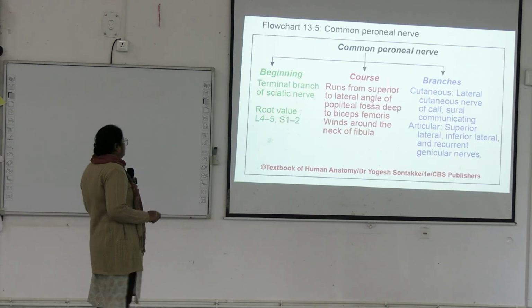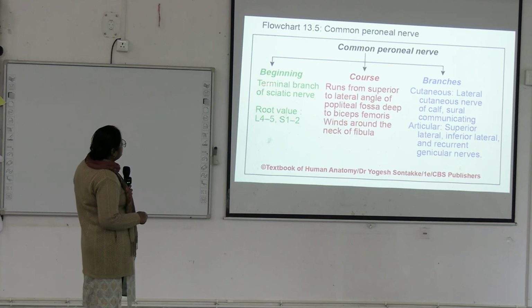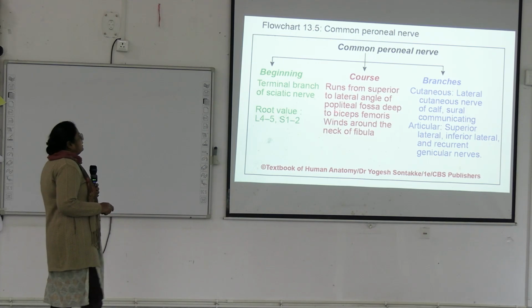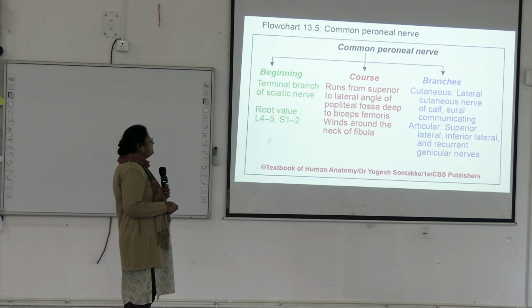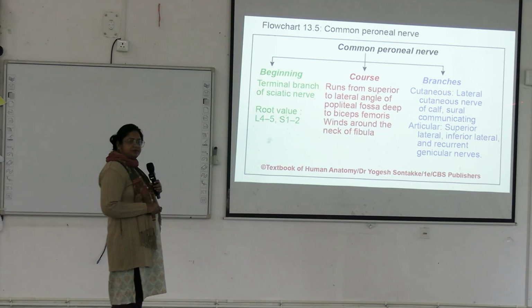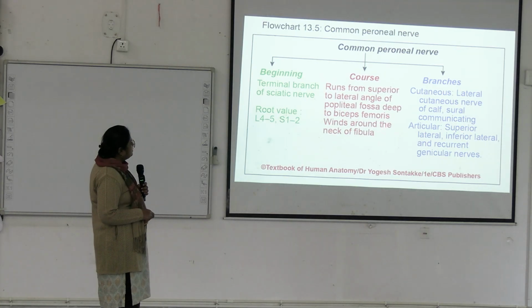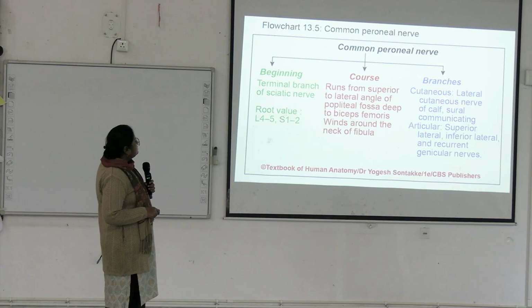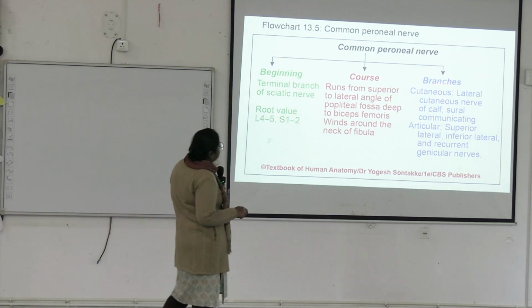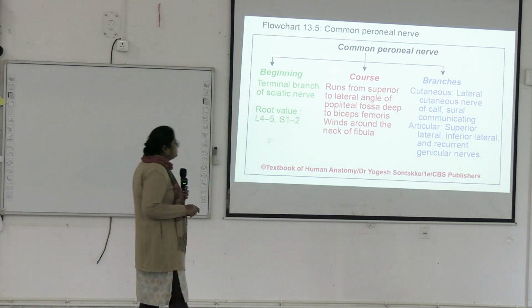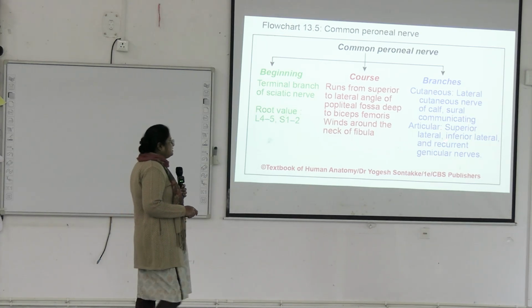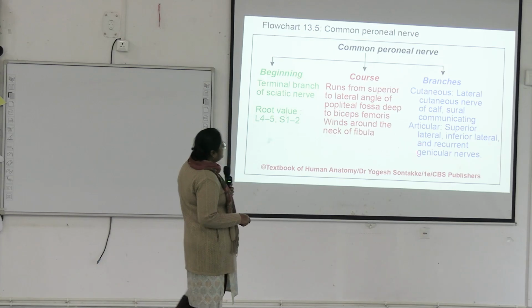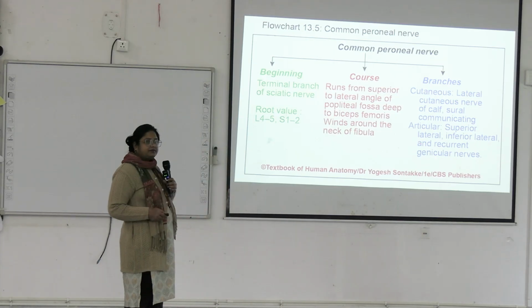So this is the summarization. It begins as a terminal branch of sciatic nerve. Root value is L4, L5, S1, S2. This is the course. It runs from superior to lateral angle of the popliteal fossa, deep to the biceps femoris, and winds around the neck of the fibula. Next are the branches. Cutaneous branches are lateral cutaneous nerve of calf and the sural communicating nerve. And articular branches are superior lateral genicular, inferior lateral genicular, and recurrent genicular nerve.